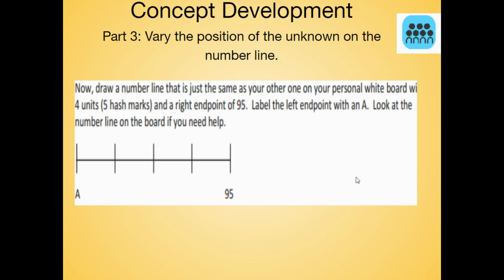All right, so if each unit length is 10, let's figure out what the point A is. So how will we do that? Did you say count backwards? So let's count backwards. 95, 85, 75, 65. So that means that point A is what?